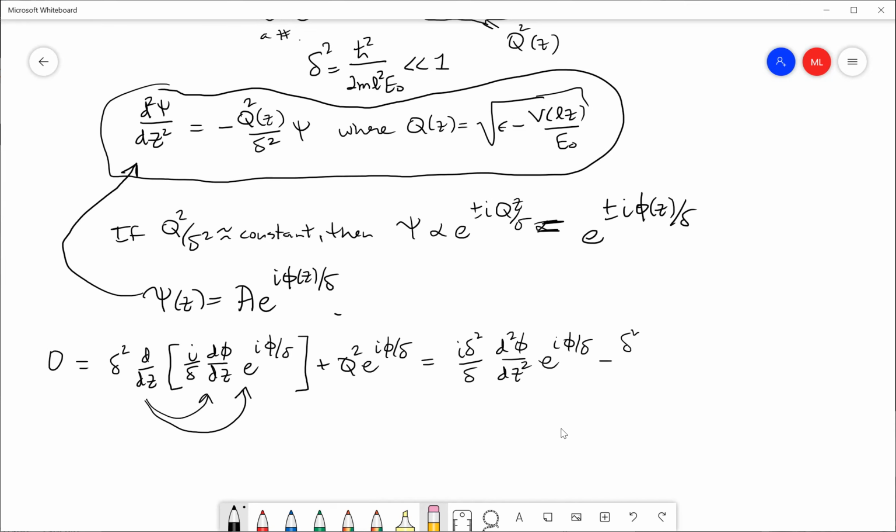another factor of 1 over delta here when you do the derivative hitting that exponential again. And you get two factors of this first derivative. Right? And then plus q squared e to the i phi over delta. That's equal to 0. So what is this?